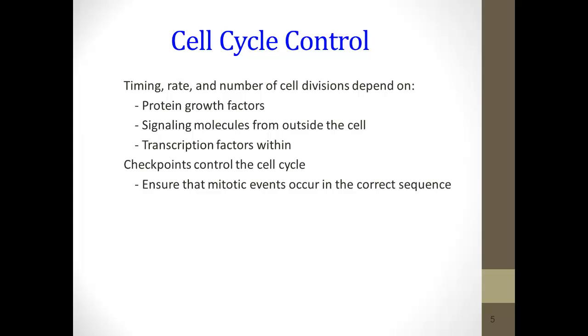There is cell cycle control. What we mean by this is the timing, the rate, or the number of cell divisions in a particular cell are dependent upon protein growth factors, signaling of molecules outside of the cell, and transcription factors within the cell. There are checkpoints at all parts of this cell cycle control, and they ensure that in the mitosis there is a correction that takes place if there is an alteration in any of these areas.